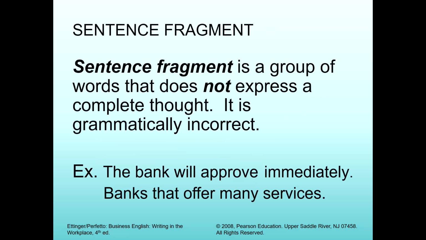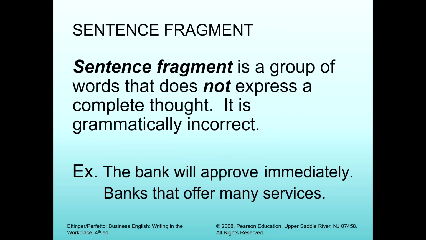And also, a sentence fragment, which is not a complete thought, is a group of words that does not express a complete thought. It is grammatically incorrect. So this is really important in the English language. What is the difference between a complete thought and one that is fragmented? So here's an example. The bank will approve immediately, period, right? So you've got the period telling you the sentence has stopped, finished.